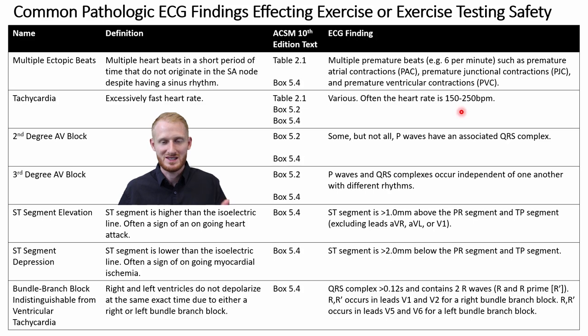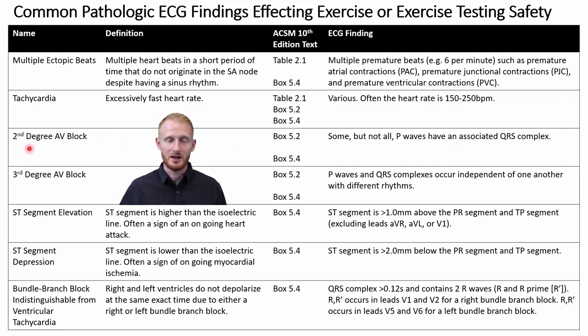So you're just resting, and all of a sudden your heart just starts racing like that. So we're not talking about exercise. We're not talking about something that's drug-induced. We're talking about just normal resting heart rate of between 150 and 250 beats per minute. And this range does vary depending on the source, the textbook, or the normative values that you look at. So you're going to see some different values out there.